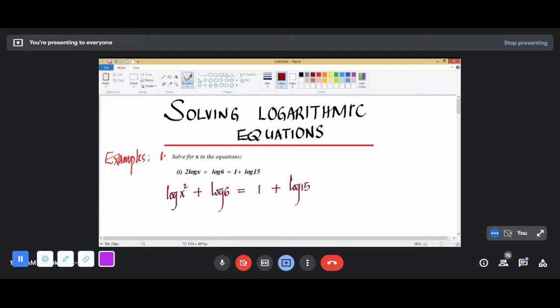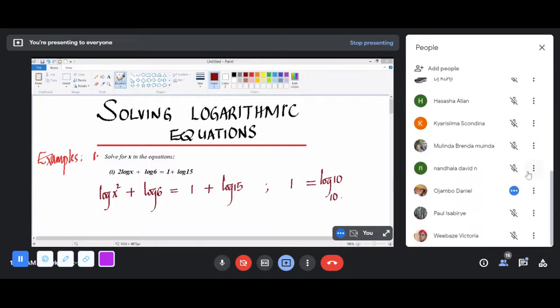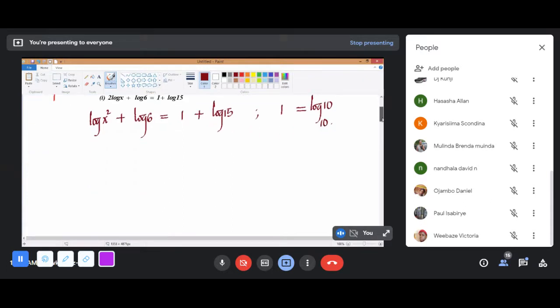Without any other step wasted, I want us to remember that 1 is the same as log 10 to base 10. But these logarithms have been put down without any base on them. The reason is that it's base 10. That's what we expect everyone to be aware of.